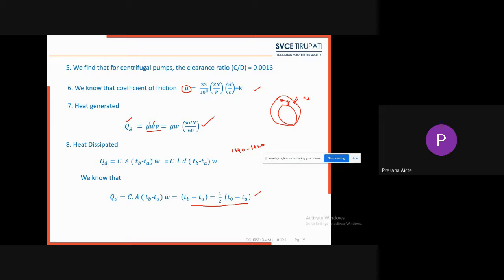Clear? These four relations are very important in our journal bearing design. In our competitive examinations also, we don't need all the formulas. We have to know how to calculate the coefficient of friction, the bearing number, the heat generation, and the heat dissipation. These four to five formulas are important to find the variables in our journal bearing. I think all of you understand up to this.